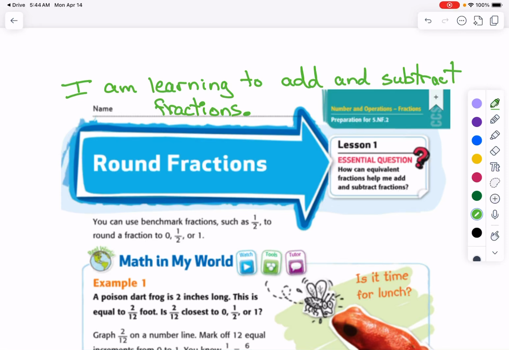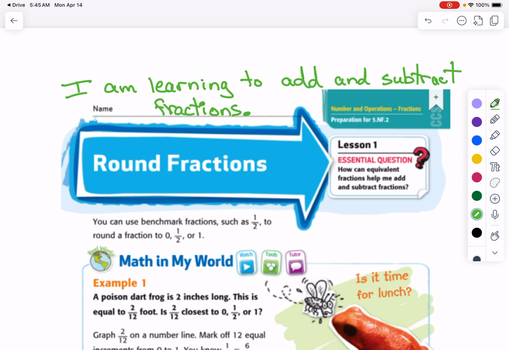Good morning, fifth graders. We are in chapter 9 today, lesson 1, and we are thinking about rounding fractions. This is just a warm up, so to speak, because the real goal of this whole chapter is to add and subtract fractions. We've been practicing this for quite some time, so this should just be a reinforcer and not something that's brand new and scary.